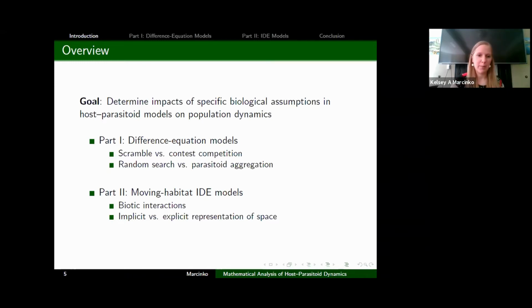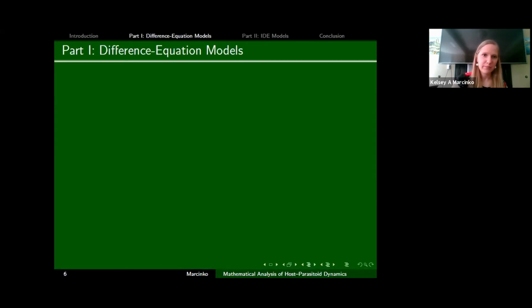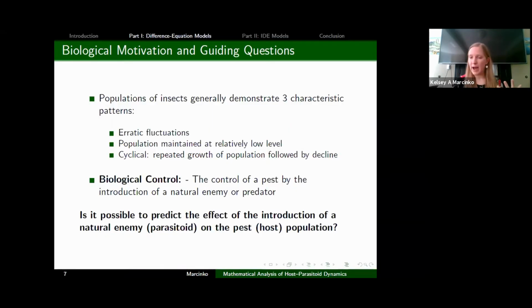So that's kind of a picture of where we're going in the narrative today. Part one is the difference equation models: the biological motivation, the guiding questions. In general, populations of insects may have three typical patterns that you'll see.